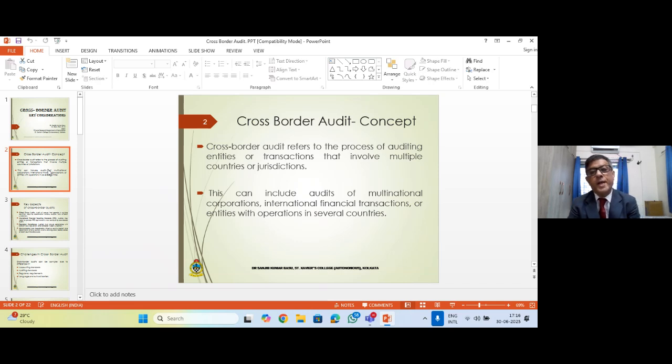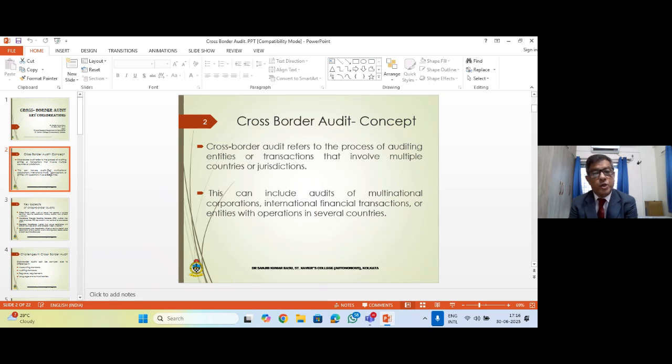So let me explain the concept first. What is cross-border audit? You see here I have written that it refers to the process of auditing entities. That means we have to go to a different place. Maybe we have to go to Pakistan, we may go to England, UK. I have the experience of conducting audit there. We may go to UK, or we may go to USA, or we may audit some of the transactions.